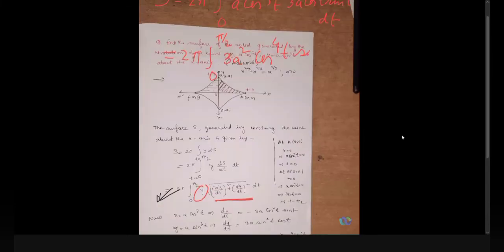Then twice pi integration 0 to pi by 2. 0 to pi by 2 I should have written. Then 3a square you have to write, then cos to the power 4t into sin t dt.